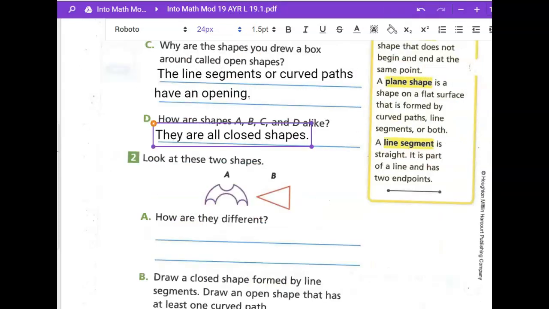How are these two shapes different? A and B. How are they different? They're all shapes, and they're both closed shapes. What's different? Yes, but what is different about their lines? A has curved lines, right? And B has line segments.